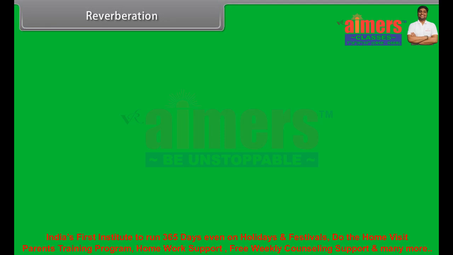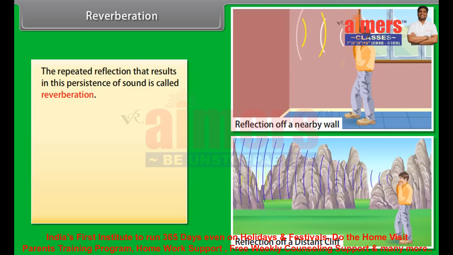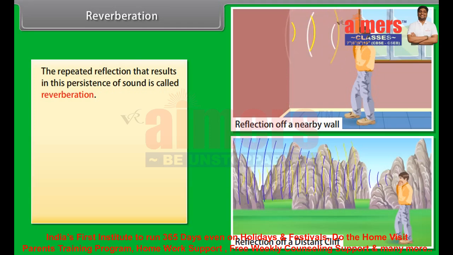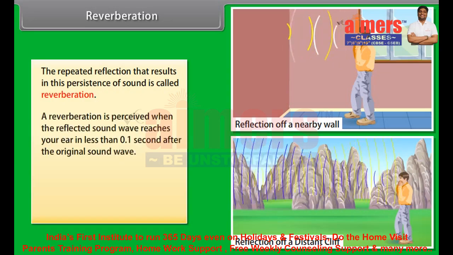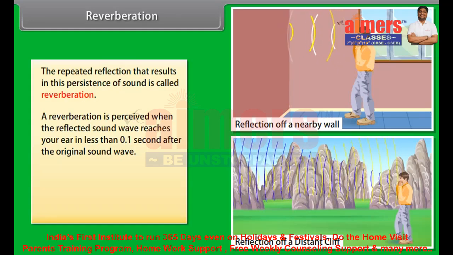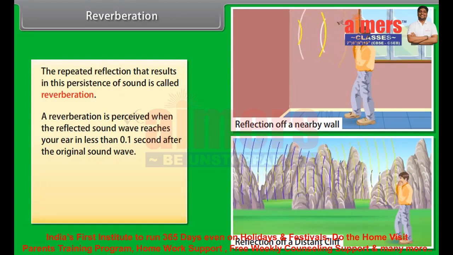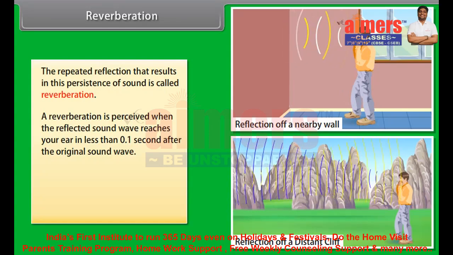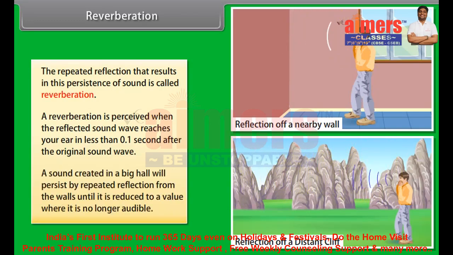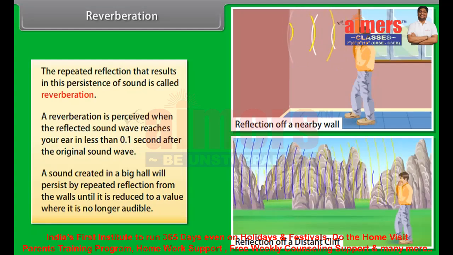Reverberation. The repeated reflection that results in this persistence of sound is called reverberation. A reverberation is perceived when the reflected sound wave reaches your ear in less than 0.1 second after the original sound wave. For example, a sound created in a big hall will persist by repeated reflection from the walls until it is reduced to a value where it is no longer audible.